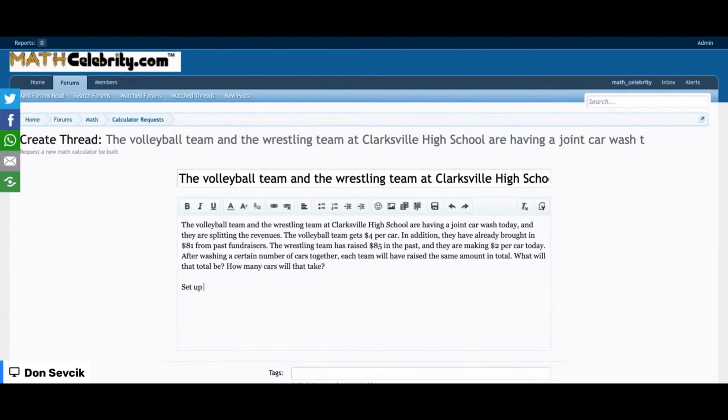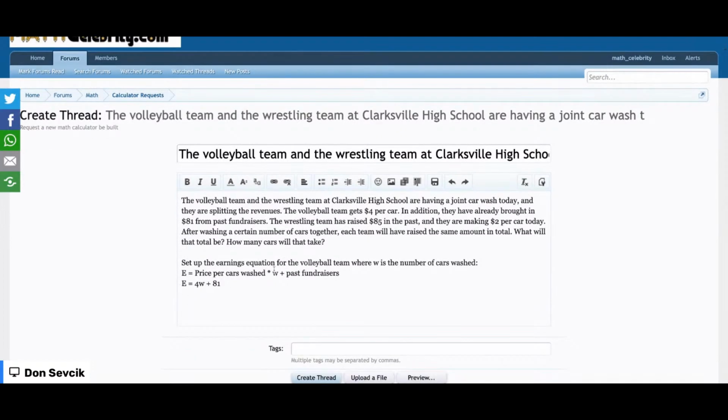Okay. Set up the revenue. We'll call it earnings. Earnings equation for the volleyball team. The volleyball team, earnings E equal to cars washed, where W is the number of cars washed. Declare that variable W. Price per car washed times W plus past fundraisers. So they've already earned some money in the past, right? E equals, okay, so we've got the volleyball team gets $4 a car. We've got W cars, plus the past fundraisers have already brought in $81. So that is their earnings.